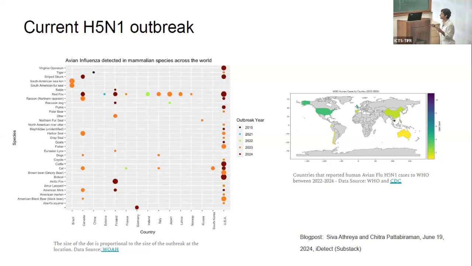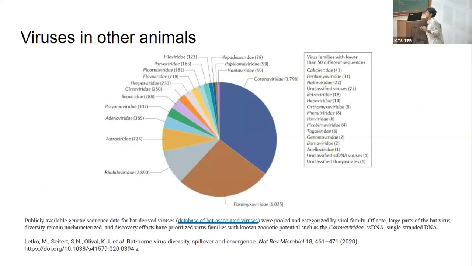Okay, likely to give you something. So this is a good case for pathogen detection. And the last one is viruses in other animals, and this sort of surveillance-based approach to look at what's out there.